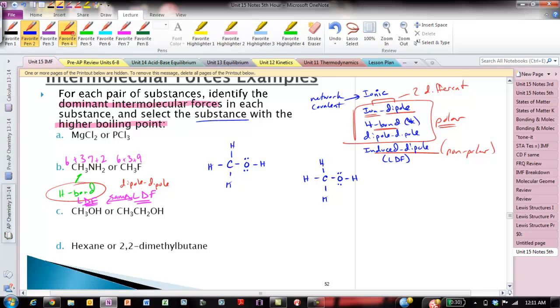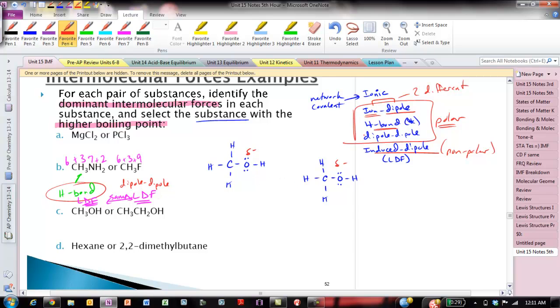Alright, so we have to ask ourselves, ionic or covalent? It's covalent. Doesn't tell us inter. So we have to look, is it polar or nonpolar? It's polar because we have an asymmetry and we've got a negative sitting here. Alright, so these are polar.